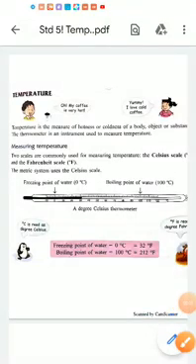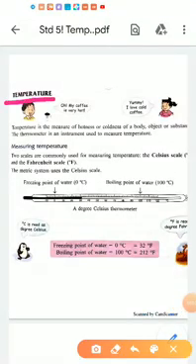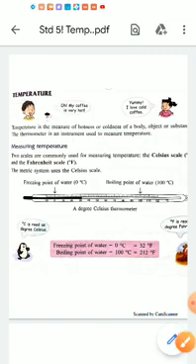Students, today I am going to discuss the topic temperature. So let us understand what is temperature, which instrument we use to measure the temperature, and which are the units of temperature. The measure of hotness or coldness of a body, object or substance is called temperature.